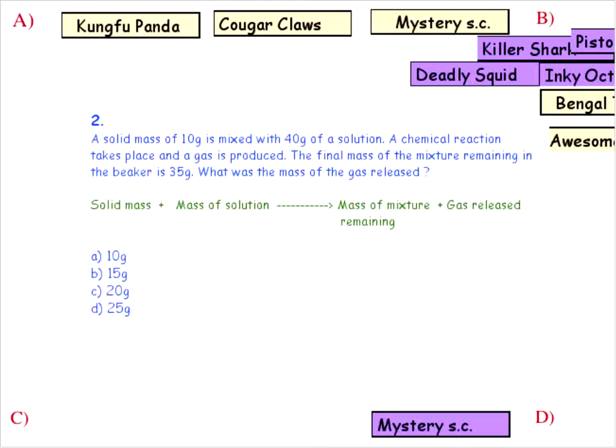It looks like everyone has B. Alright, you guys are right. The answer is B. Good stuff. So obviously you learned from the last one as well.